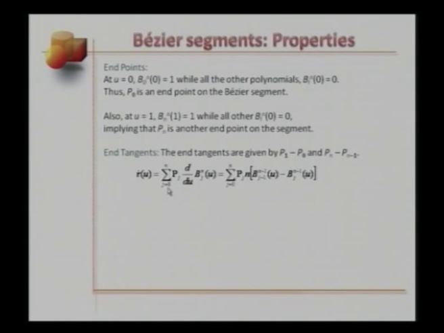you can find that this is given by summation j equals 0 to n of p sub j times the first derivative of the jth Bernstein polynomial of degree n, that is equal to summation j going from 0 to n of p sub j n times the j minus 1 Bernstein polynomial of degree n minus 1 minus the jth polynomial of degree n minus 1.